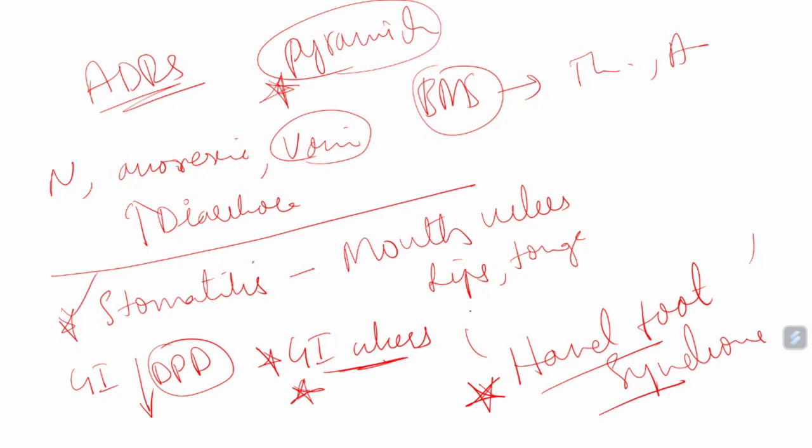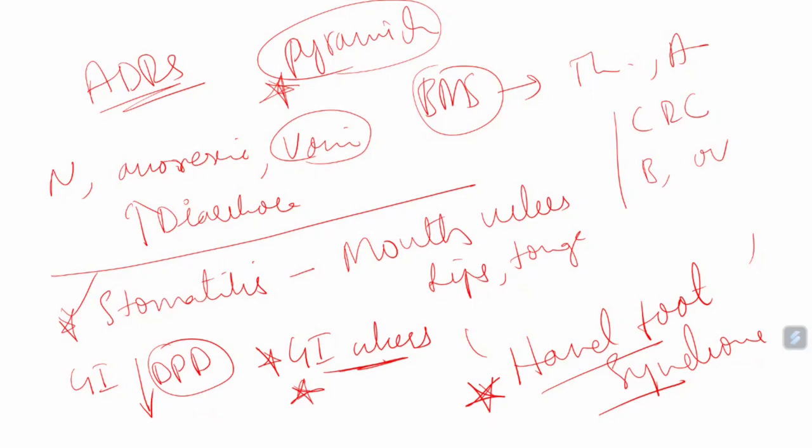Stomatitis and mouth ulcers are common. Nausea, vomiting, diarrhea, and anorexia are common. So these are important adverse effects associated with 5-fluorouracil. And if you see the uses, as we have already discussed, it is useful for colorectal cancer, the lower GI tract. For the upper GI tract, it is used. It is very important for breast as well as ovarian cancers. So these are important points.